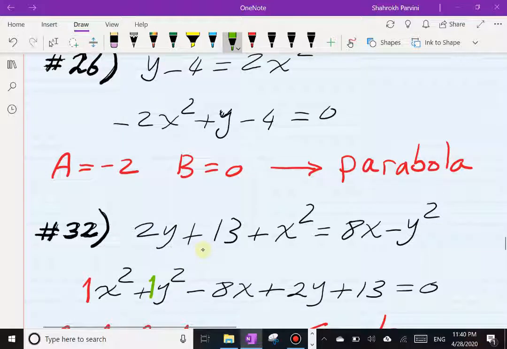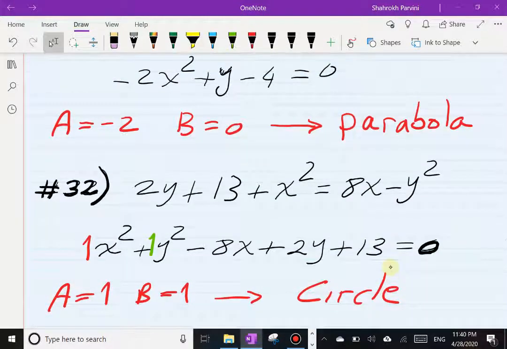There you go. And then just rearrange 8x, and then put the 2y here, move 13 to the right of that, equals 0. And again, I want to emphasize that this 0 is very important to have. So a and b are equal in this case, aren't they? Therefore, this is going to be a circle because a and b are equal.